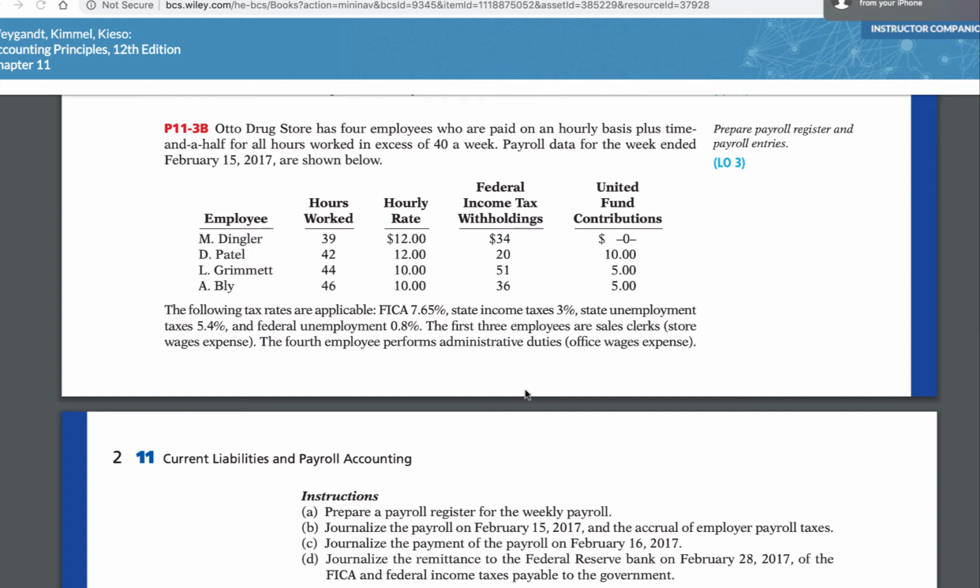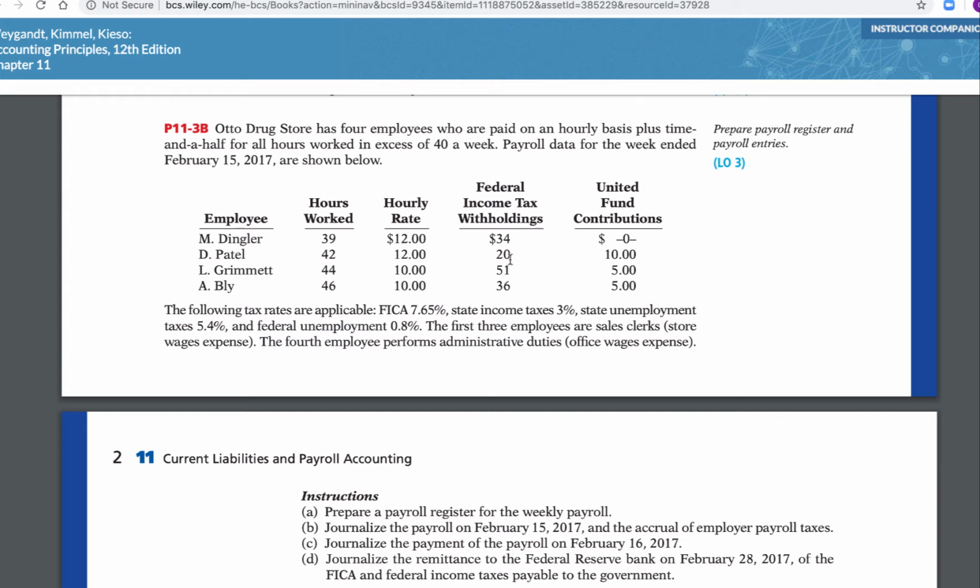So just by looking at this, we can see that we have 3 employees that actually work overtime, right? We have D. Patel, L. Grimmett, and A. Bly. Okay, so they work overtime, so we'll need to calculate that. They give us the federal income tax withholding. They give us the United Fund contribution amount for each employee.